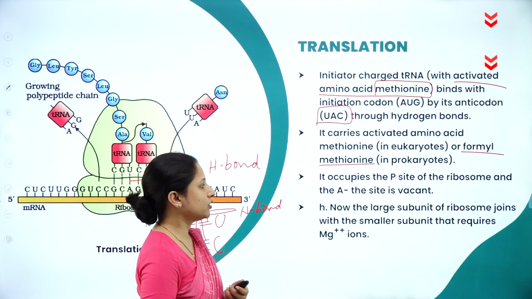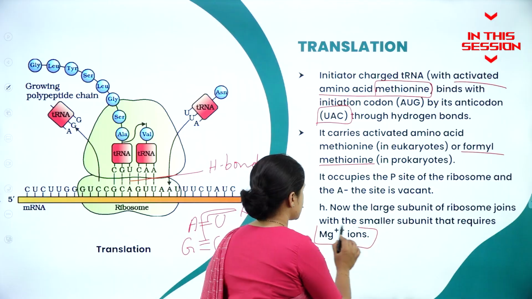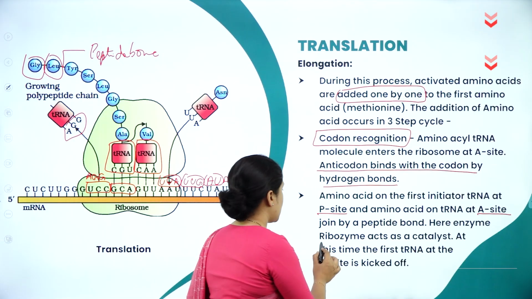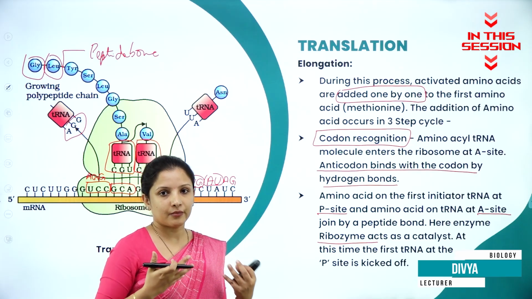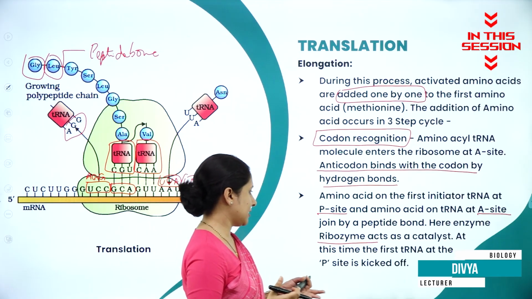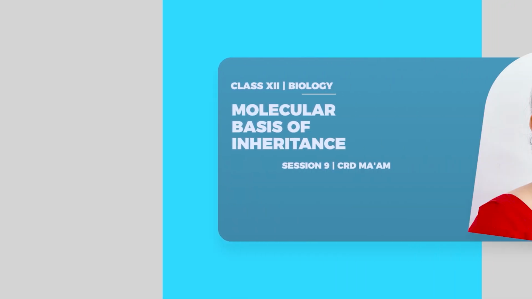Now the large subunit of the ribosome joins with the smaller subunit, which requires magnesium ions. The ribozyme enzyme acts as a catalyst that brings about the addition of the amino acid to form a long chain. At this time, the first tRNA at the P site is kicked off.